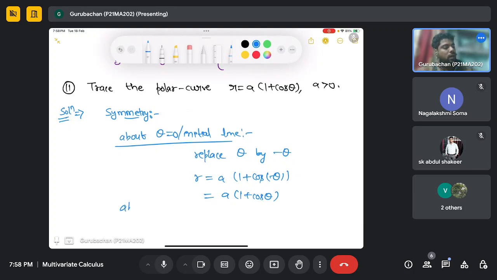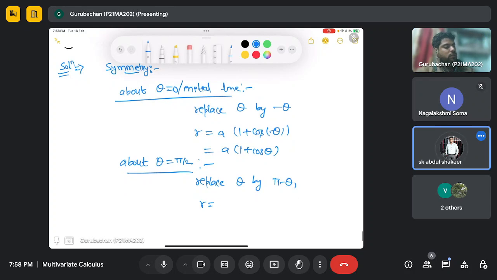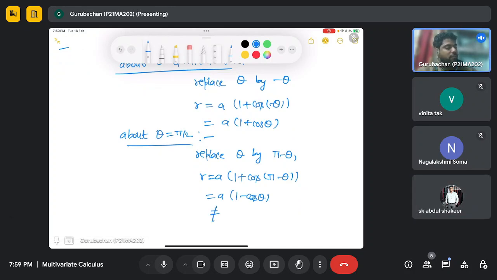Now check about theta equal to pi by 2. To check theta equal to pi by 2, what will we replace? We will replace theta by pi minus theta. So this will give us a times 1 plus cos of pi minus theta. What will it give? 1 minus cos theta, right? So this will not be the same as a into 1 plus cos theta. So it is not symmetric about the theta equal to pi by 2 line.